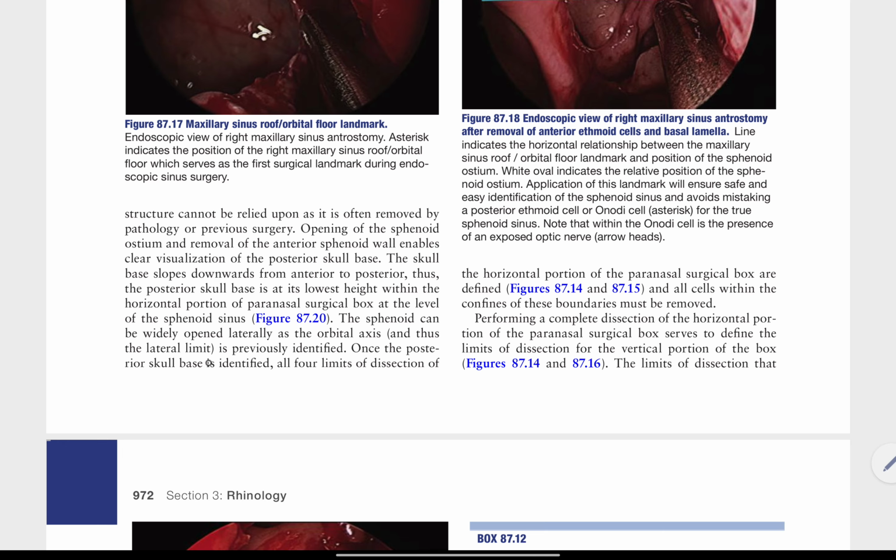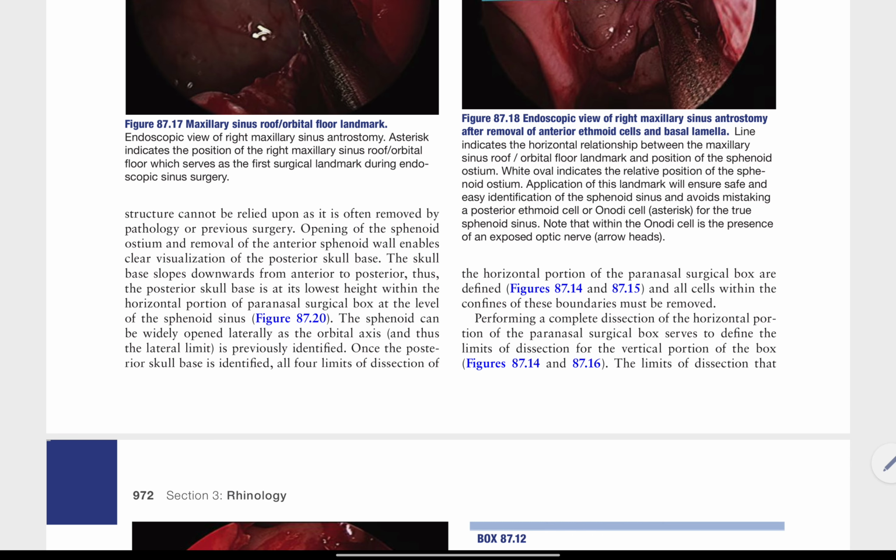Once the posterior skull base is identified, all four limits of dissection of the horizontal portion of the paranasal surgical box are defined, and all cells within the confines of these boundaries must be removed. Performing a complete dissection of the horizontal portion of the paranasal surgical box serves to define the limits of dissection for the vertical portion of the box.